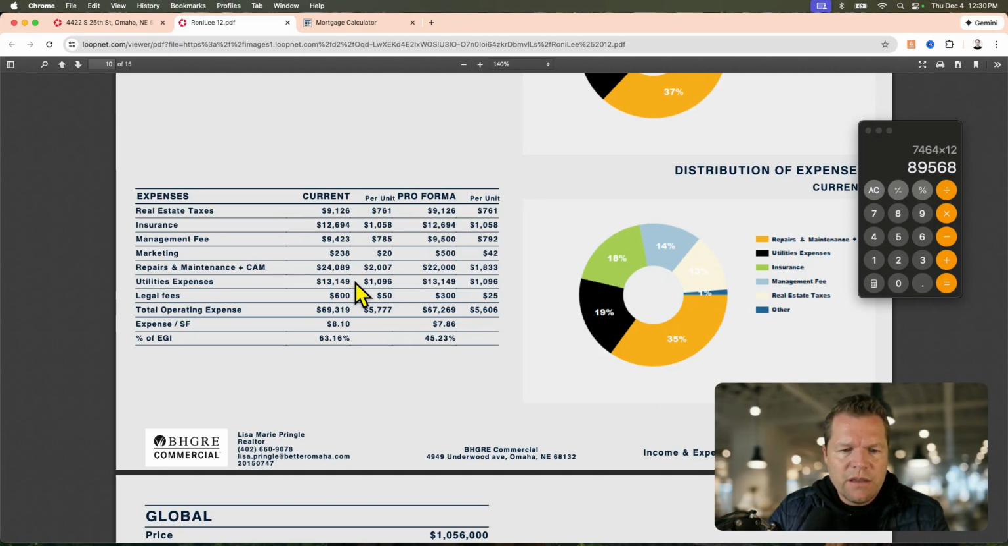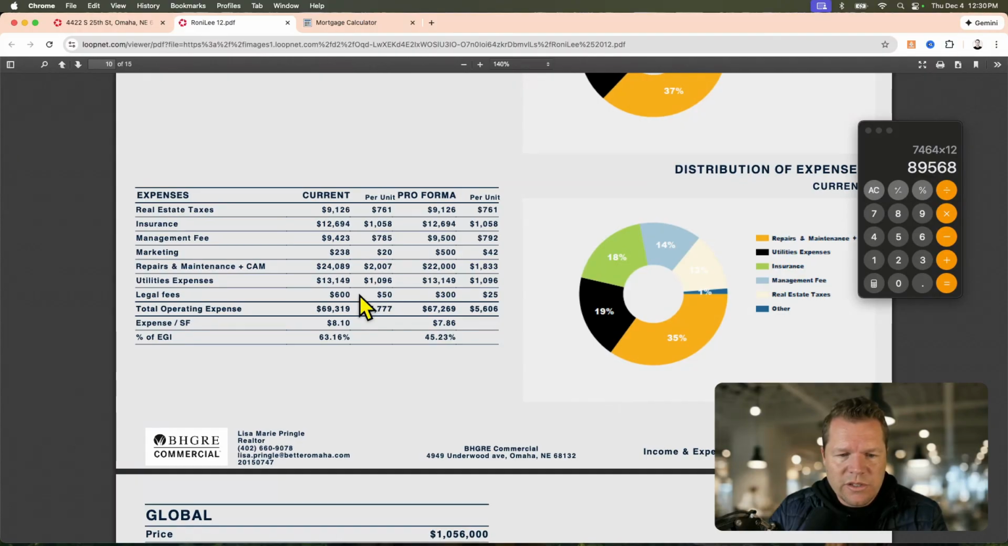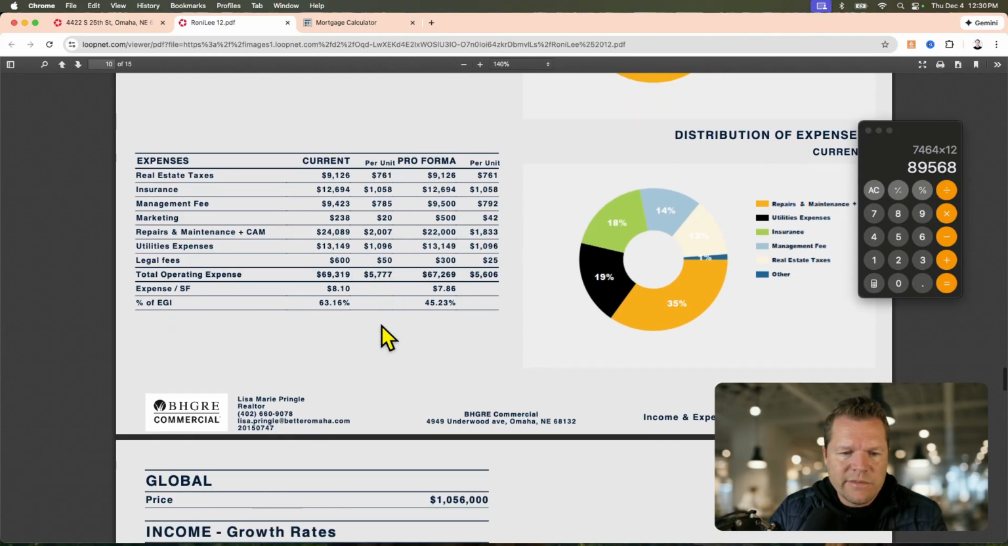Utilities, okay. 13,000, about a little over $1,000 a month. They think it's going to stay the same. That probably would stay the same, although they have some vacancies. So I don't know, depending on however this heating system works, maybe that would be higher if you were full. Legal fees, it's insignificant. So they're saying you're going to be able to cut your total operating expense by $2,000 a year.